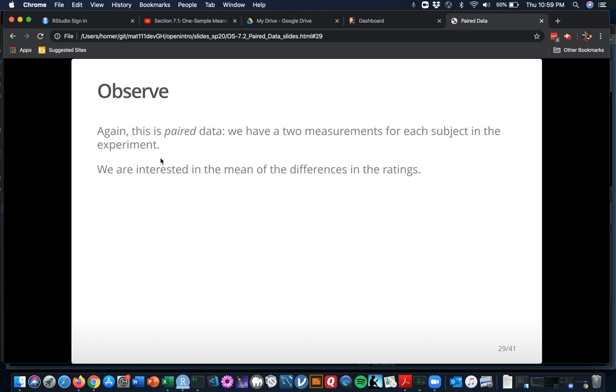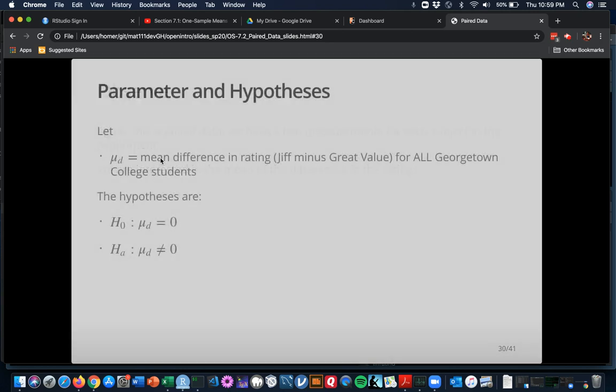And so again, we're going to be interested in the mean of the differences in the ratings. So why don't we go ahead and let mu d be the mean difference in the rating, let's say Jif minus Great Value, for all Georgetown College students, if you could get them to all be in this study. And so the null hypothesis says mu d is 0. That's saying that even though one student may rate one higher than the other, the other way, on average, no difference. On average, label makes no difference. And the alternative hypothesis would disagree.